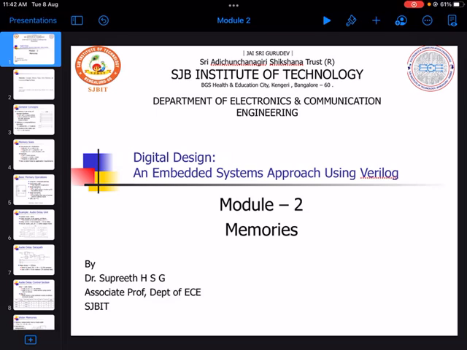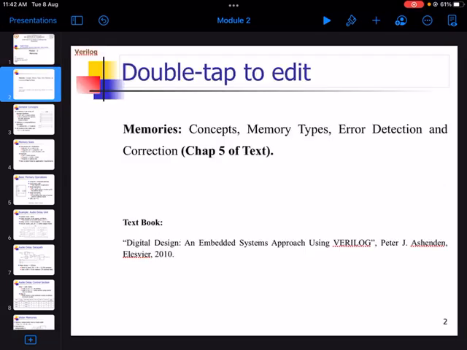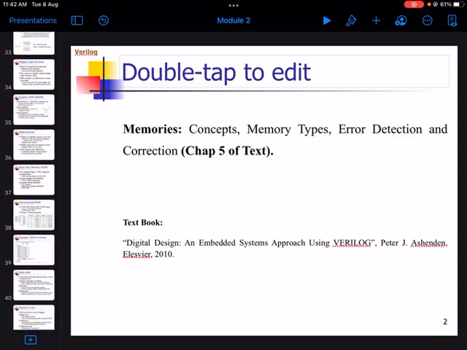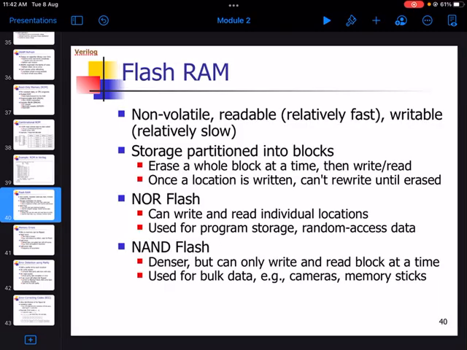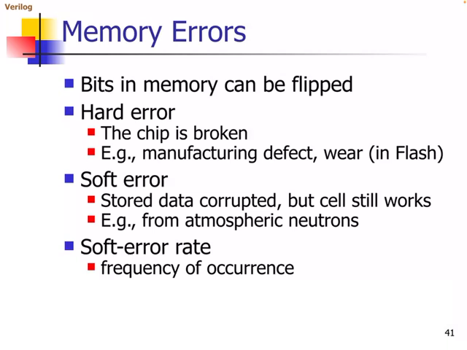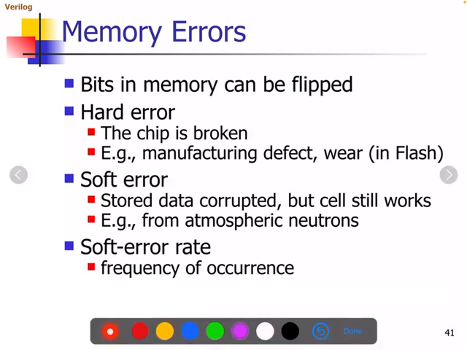We are discussing the topics under module memories. So till now we have discussed the concepts in the memories, memory types. Now we are moving on to a topic called error detection and correction. So, memory errors. This is a topic which we are going to discuss today.